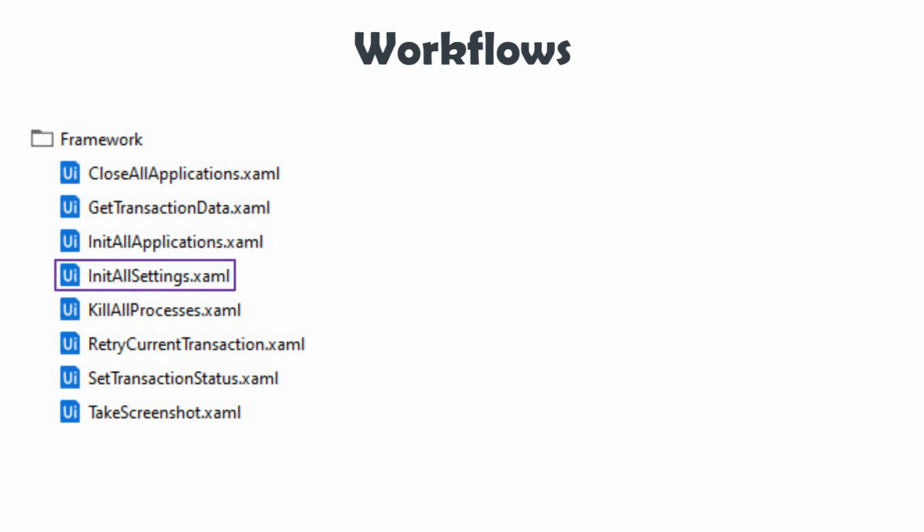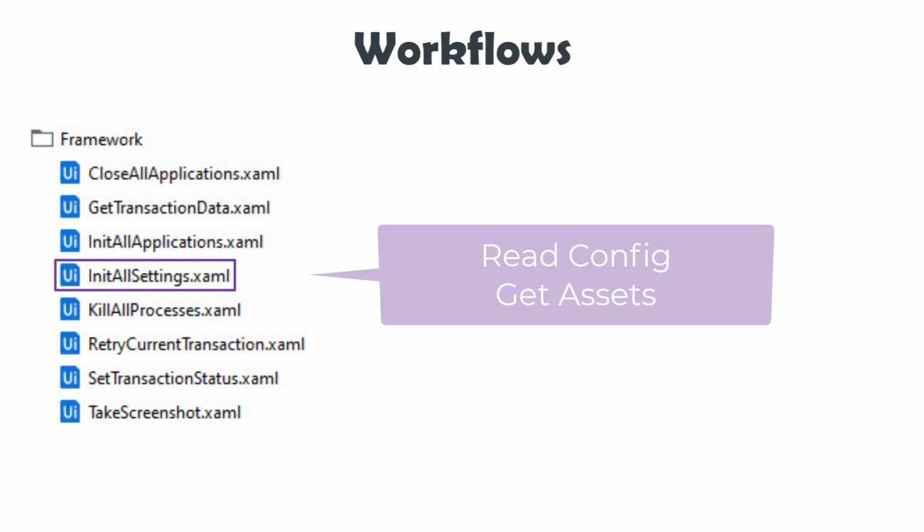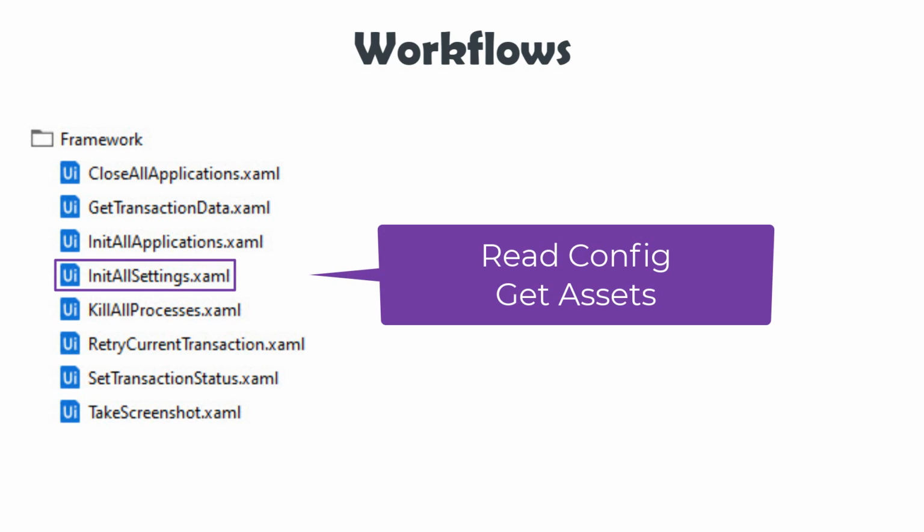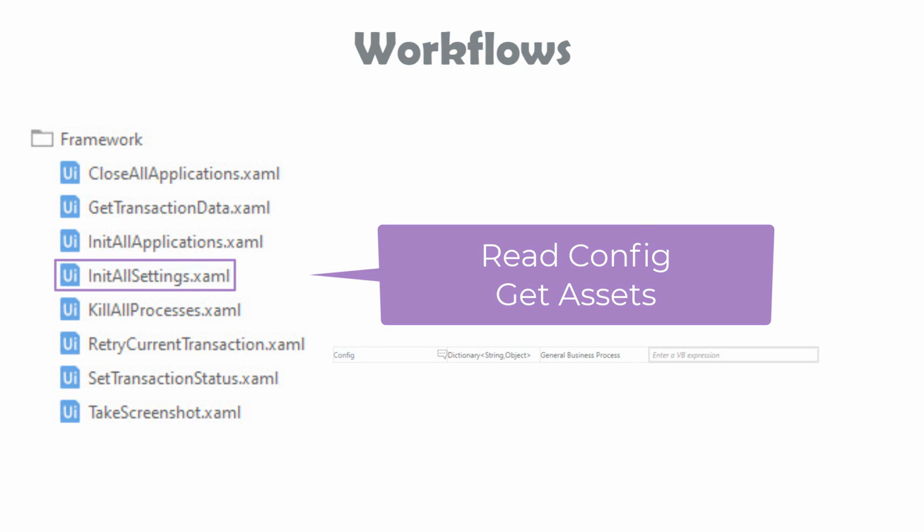And the last workflow we use in the first state is InitializeAllSettings. In this workflow we read the config file and get the asset values from Orchestrator. The data will be stored in the config variable. It's the dictionary variable. We use this variable later throughout the process.